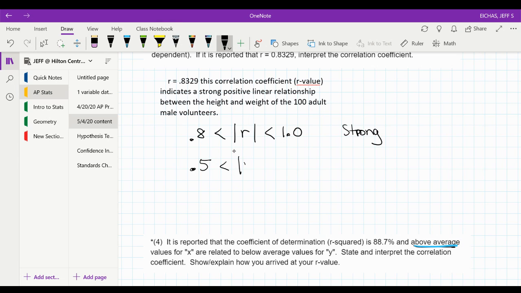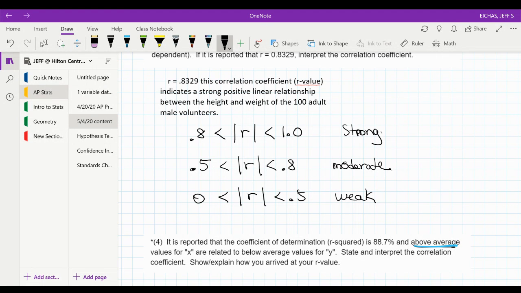0.5 is considered moderate, and anything under 0.5 would be considered weak. Okay, if you happen to get exactly 0.8, it doesn't matter if you put that in strong or moderate. Okay, so right on the border, I know I left out the border, but be careful when it comes to that.